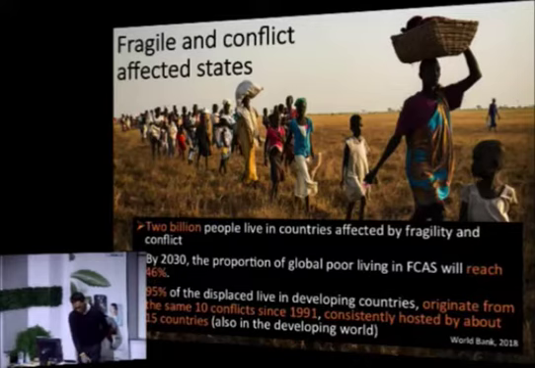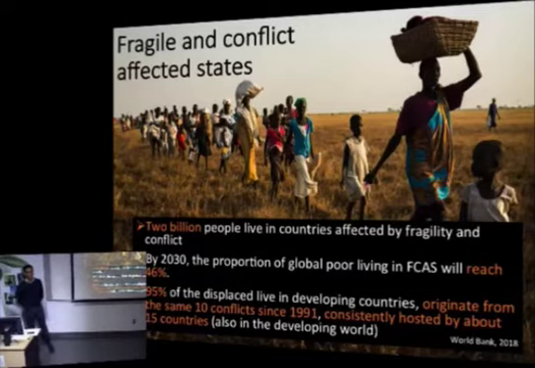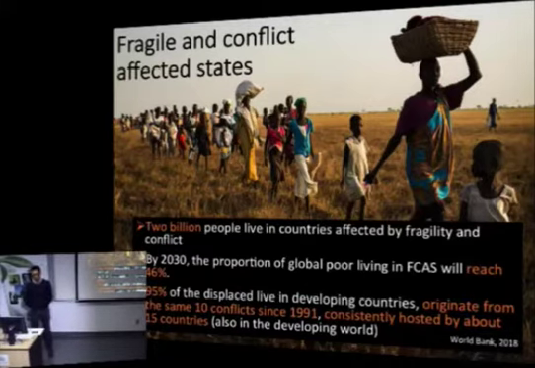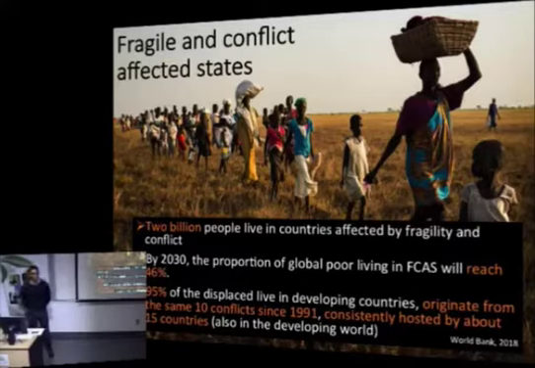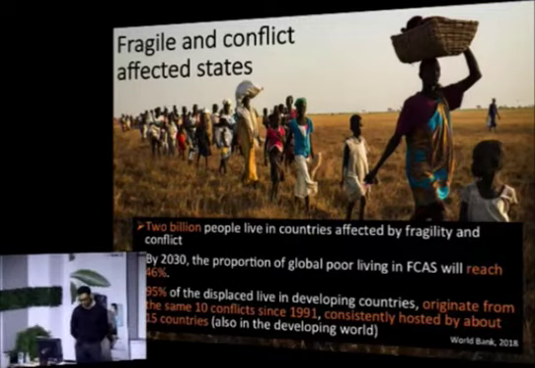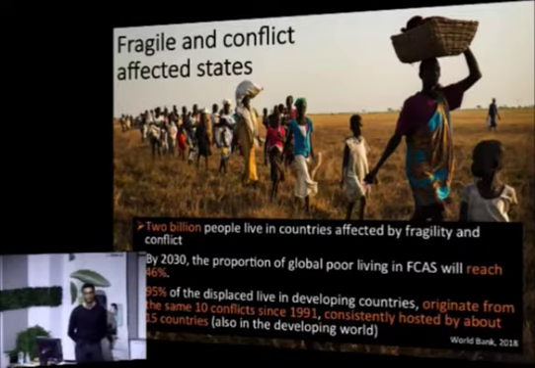So from the World Bank, we have these sobering statistics and discussion points. 2 billion people live in countries affected by fragility and conflict and violence. By 2030, the proportion of the global poor living in fragile states will reach 46%. And 95% of displaced people, including internally displaced people and refugees, live in developing countries. They originate from the same 10 conflicts that have happened since 1991 and are consistently hosted by around 15 countries, which are also in the developing world. So we see a lot of these issues are persistent and sort of stagnating. This is not an issue that will go away for countries that are hosting displaced people, as well as those that are home to conflict and fragility.